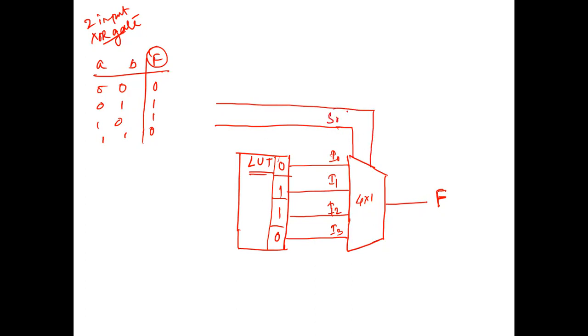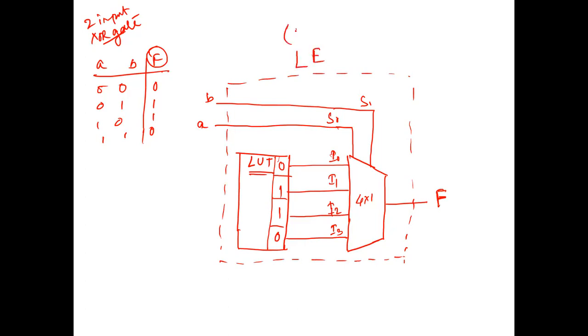Suppose, for example, this is S0, this is S1. Usually what we are doing, this is A, this is B. And if we see here, this circuit we are considering as a logic element. This is your logic element. Is that clear, guys? Yes. Good. Now, just check.